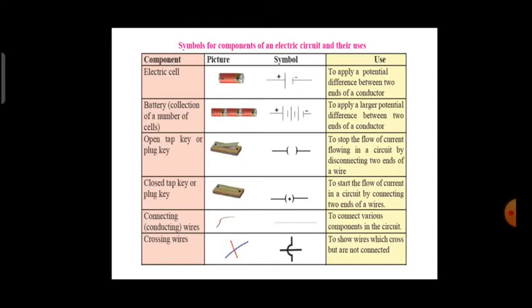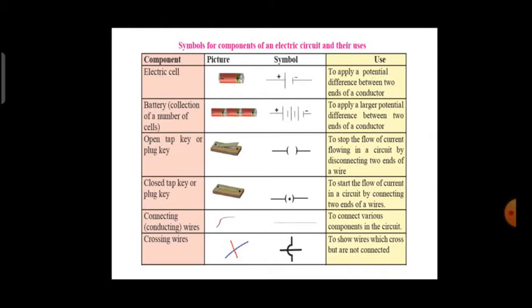Next is the open tap key or the plug key, and it is to stop the flow of current in a circuit by disconnecting the two ends of a wire. So a key plays a main role at home also. You switch on the plug, and as soon as you switch on the plug key, the bulb glows or the fan moves. So it is the controller of the current flowing in the circuit.